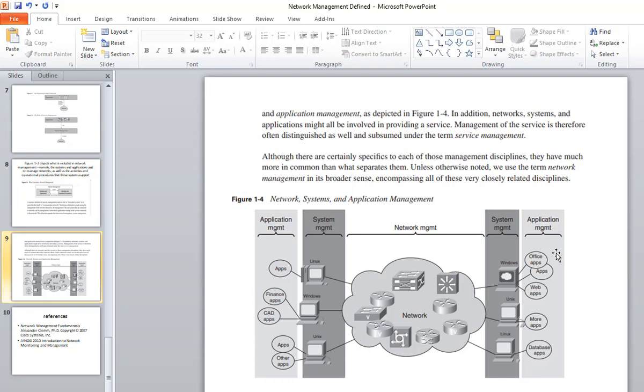In addition, networks, systems, and applications might be involved in providing a service. Management of the service is therefore often distinguished as well as subsumed under the term service management. Although there are certain specifics to each of these management disciplines, they have more in common than what separates them. Unless otherwise noted, we use the term network management in its broader sense, encompassing all these very closely related disciplines.